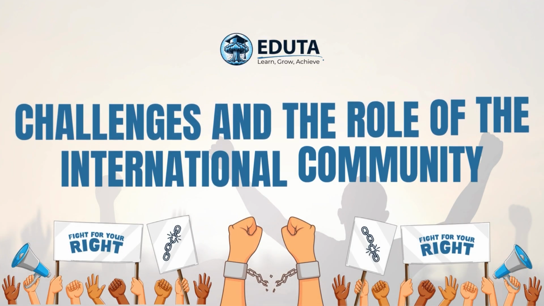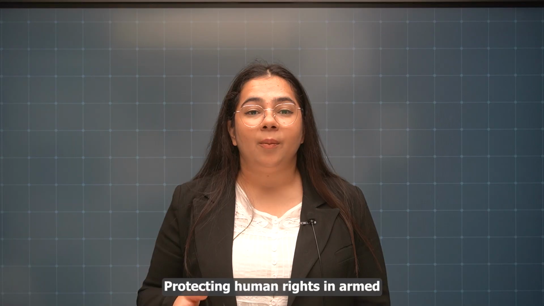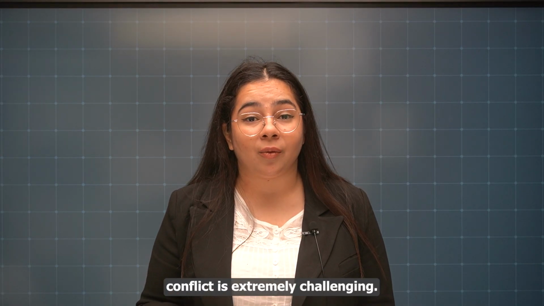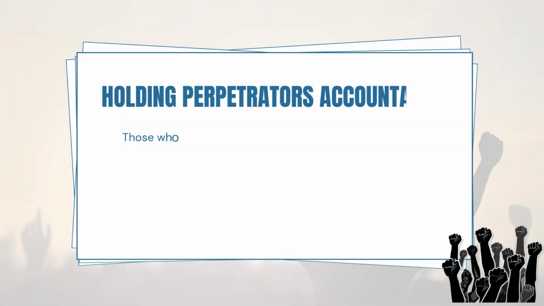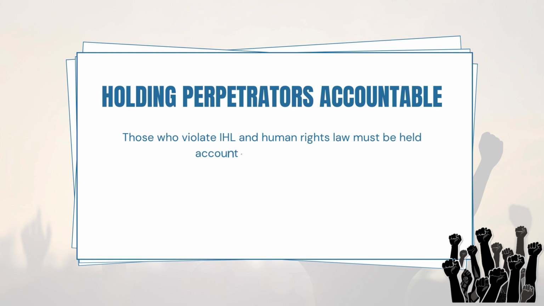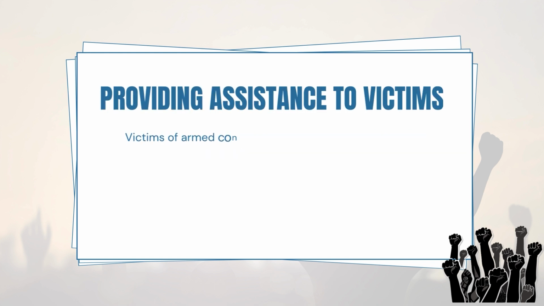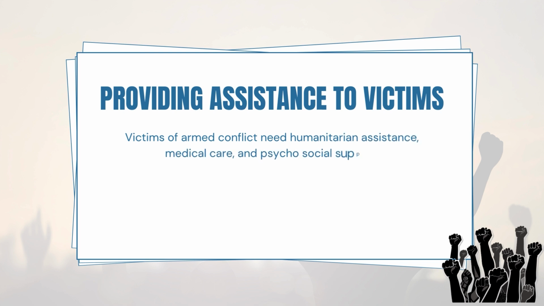Challenges and the role of the international community. Protecting human rights in armed conflict is extremely challenging. It requires holding perpetrators accountable. Those who violate IHL and human rights law must be held accountable for their actions. Providing assistance to victims. Victims of armed conflict need humanitarian assistance, medical care, and psychosocial support.